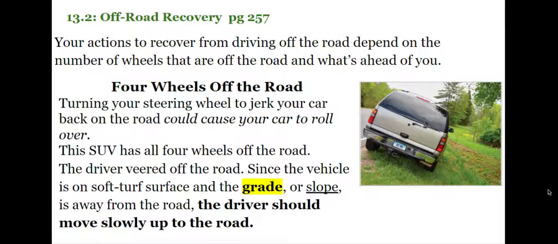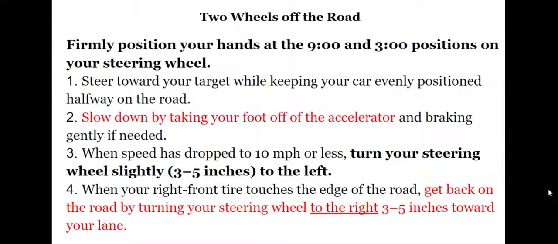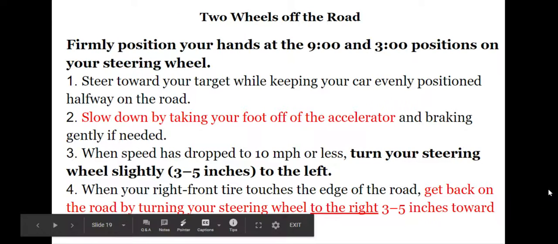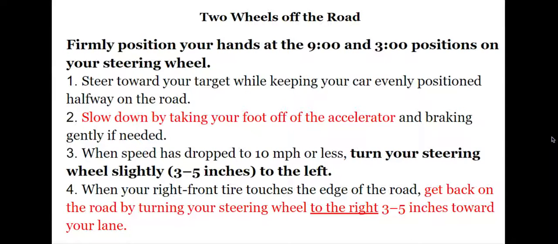This SUV here on the screen has 4 wheels off the road. It's on soft turf. The grade or slope is away from the road. Move slowly to get your car back onto that road, but don't jerk it. 2 wheels, firmly position your hands at 9 and 3 on your steering wheel.